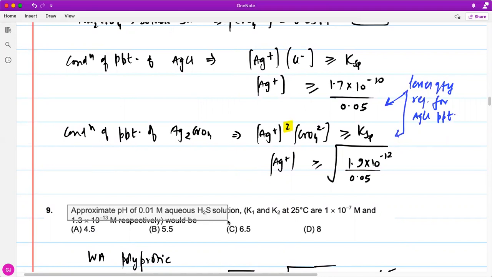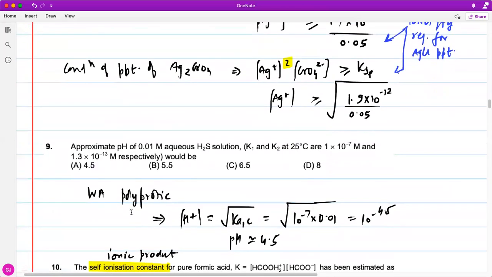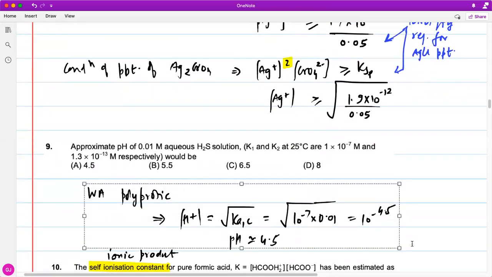This is actually a very easy question. It's just a polyprotic weak acid solution, and you remember the formula is H plus equals root K. So you just put the values and get the answer. The approximations, if you want, you can check. They are going to come out as valid approximations.